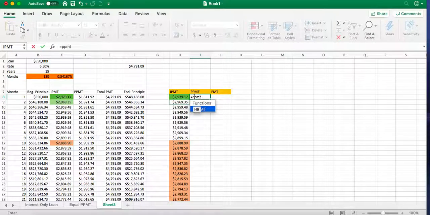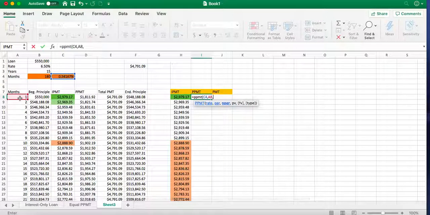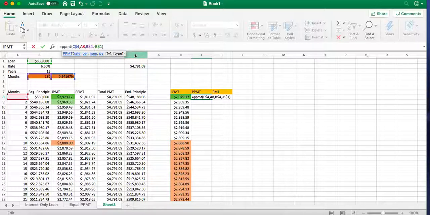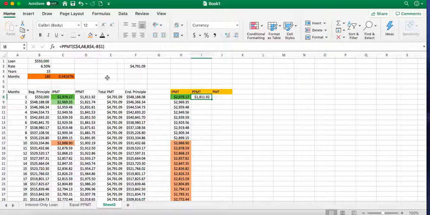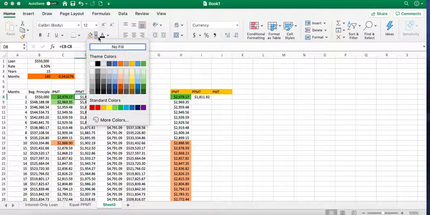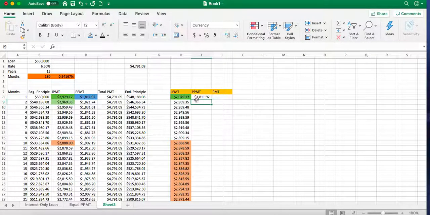So PPMT, do the rate again, the period. It's basically the same process all over again, same information I meant to say. And we're going to just have to lock the rate, the period, and the loan. Oh, what happened? Oh, I forgot to put a... Okay. This is the same. Yes, it is.